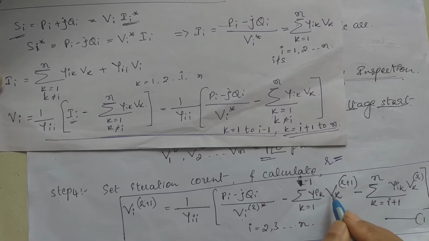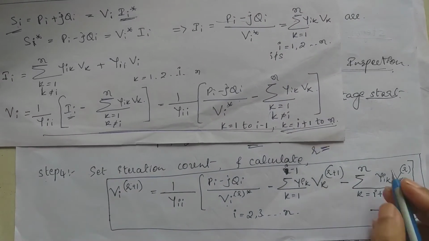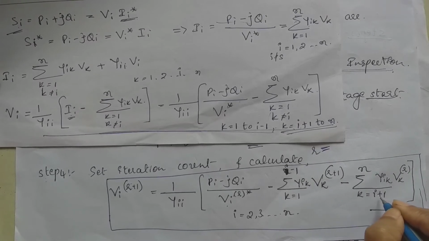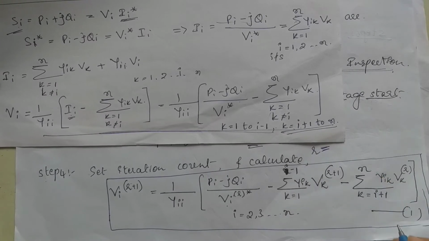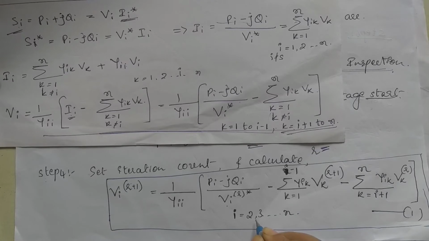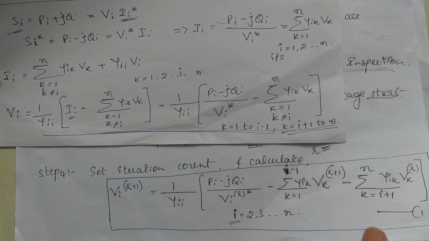So summation Y_ik V_k^(R+1), where k varies from 1 to i minus 1, minus summation Y_ik V_k^R, where k varies from i plus 1 to n. So i is equal to 2, 3, and so on up to n. I mean the first bus is a slack bus, so we are not going to consider V_i for the slack bus.